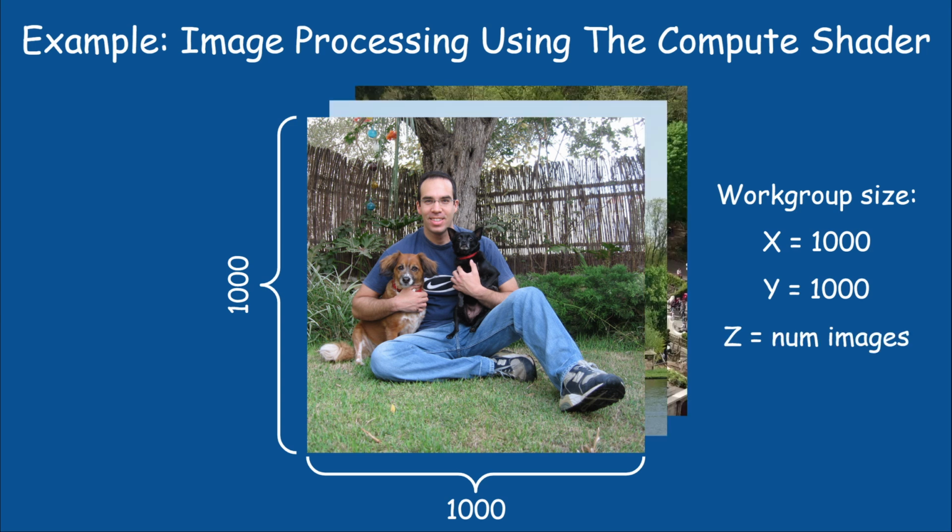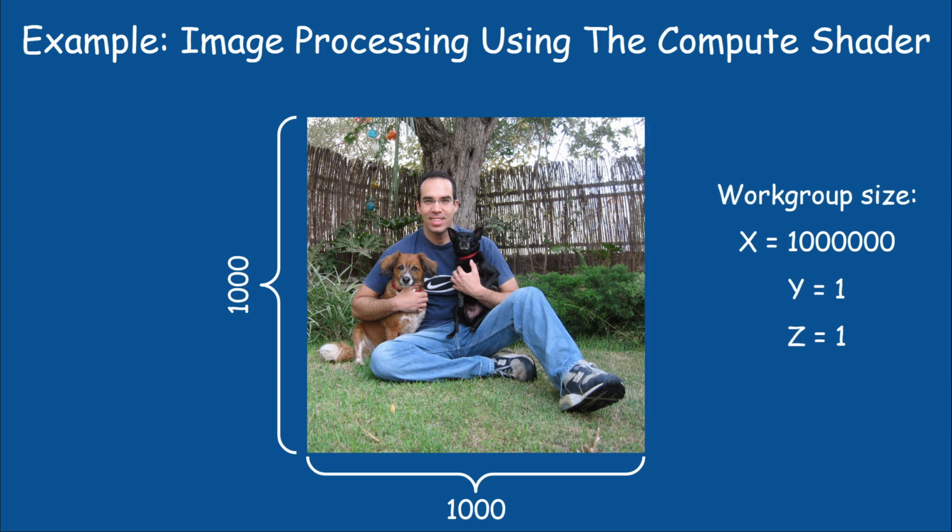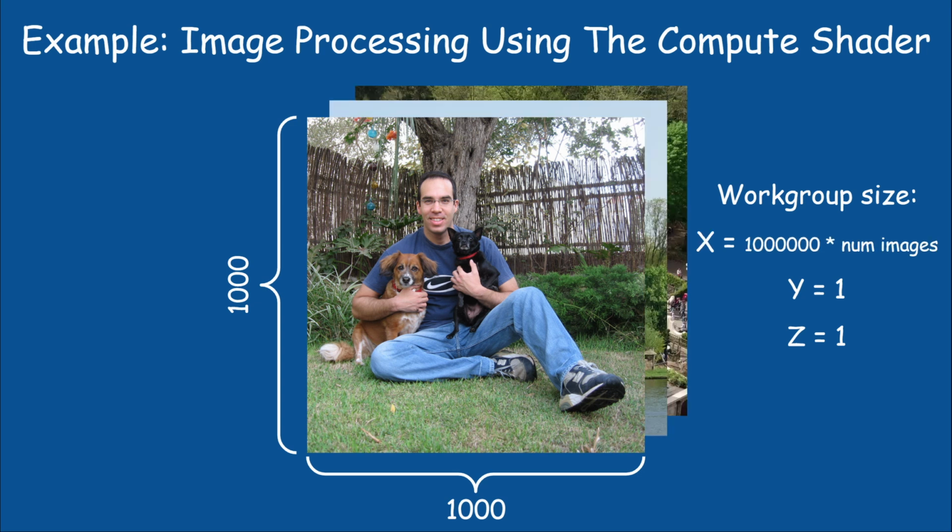If you have more than one image, you can use the Z dimension as an index into an array of images. Alternatively, you can multiply the three dimensions together and have 1,000,000 on the X or more if you have multiple images, and 1 on the Y and Z. The bottom line is that you have a freedom of choice here in terms of how you organize the number of workgroups.